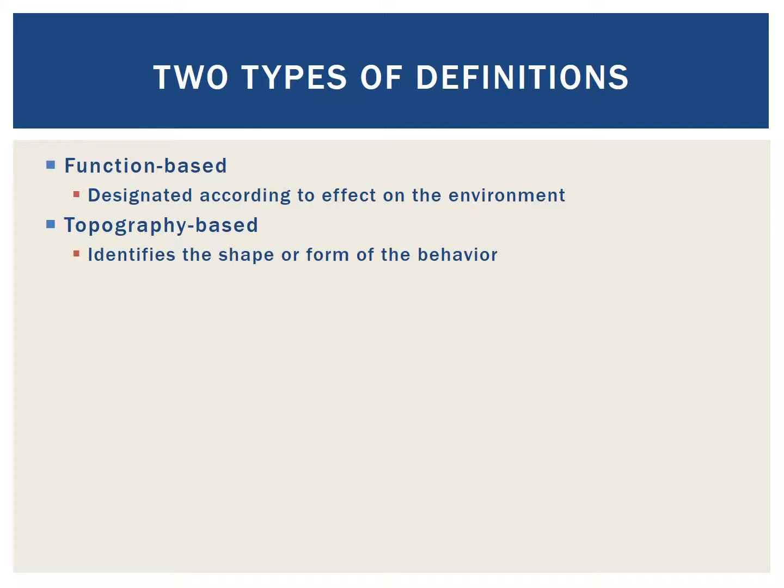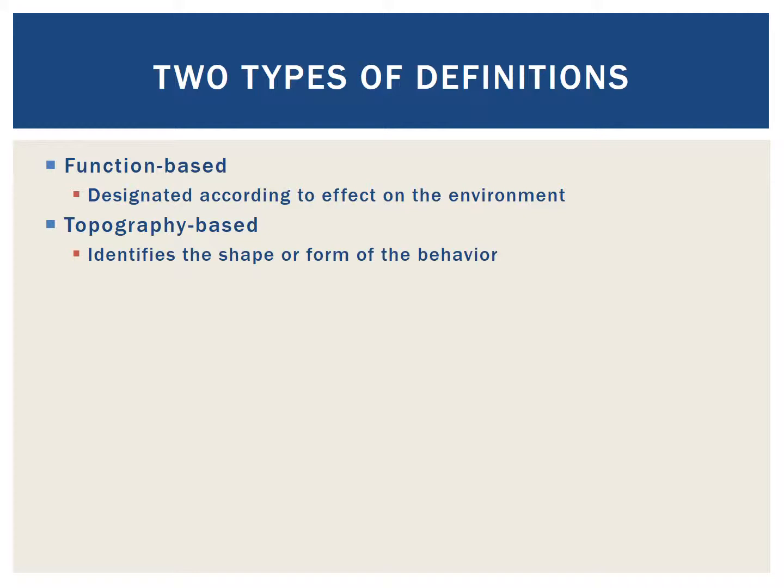So if you're doing research on teaching alternative behaviors, very often you'll have function-based definitions for your target behaviors, and you want to record the frequency of the target behaviors and the frequency of the alternative behavior that you're teaching, and what you hope to see is that as one increases, the others decrease.